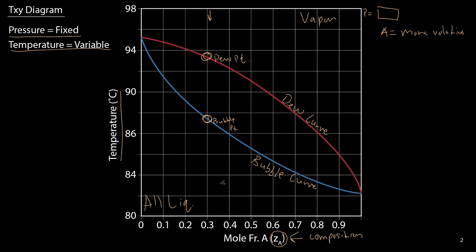So what this chart basically shows is that for any composition, so if we have an overall mixture composition of, let's say, 30% A and then 70% B, and we would heat it up, this would tell us what the bubble point and the dew point were of the mixture. So at any temperature in between these two marks, you would have a mixture of liquid and vapor. So this is the two-phase region in between the dew and the bubble curve.